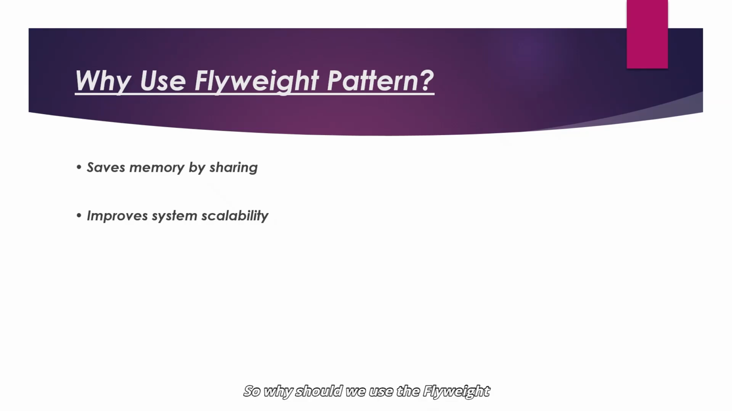So why should we use the flyweight pattern? The primary benefit is memory optimization. Imagine a game with thousands of objects like trees, rocks, and buildings. If each object had its own unique data, the memory consumption would be massive. With flyweight, you can share common data across objects and store only the differences externally, drastically reducing memory usage. This pattern is particularly useful in graphics-heavy applications or large-scale systems where many objects are created with similar properties.